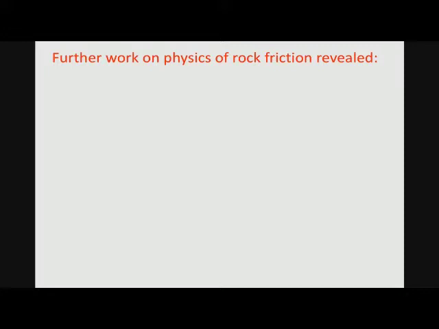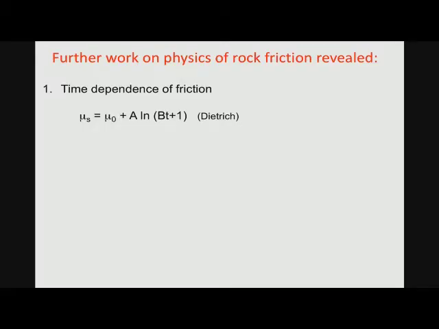Okay, so that was the initial ideas about friction, but there were a lot of further experiments done by Dieterich and Ruina and a number of people, and they found out that your static coefficient of friction has a time dependence: the longer your block or rock is sitting in contact, the stronger the fault actually becomes. So here the static coefficient of friction is increasing as a function of time.